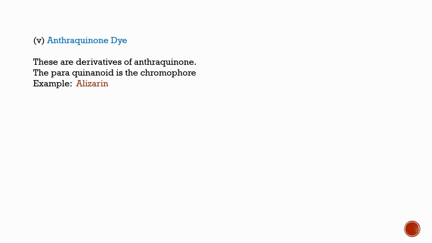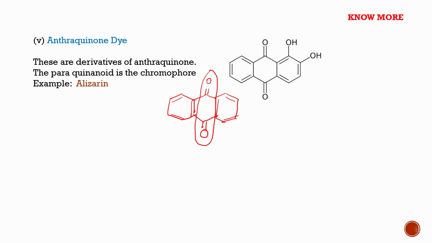Anthraquinone dyes. These are derivatives of anthraquinone. Anthraquinone has a structure like this. And the paraquinoid is the chromophore. So the paraquinoid, this part is the chromophore. An example is alizarin. And this is the structure of alizarin. You can see that it is a derivative of anthraquinone. And this is the color of alizarin.